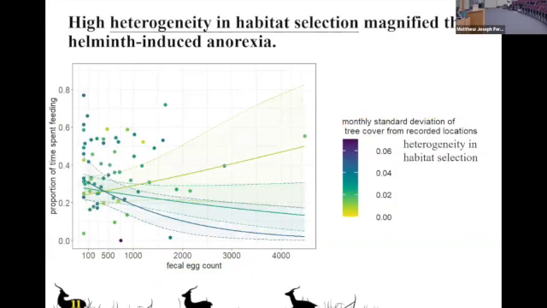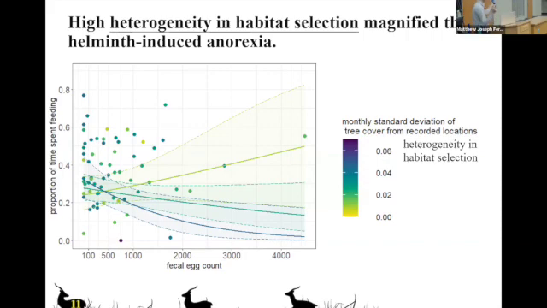We found a significant effect of the interaction between infection intensity and heterogeneity in habitat selection on feeding time. This plot is totally the same as the previous one, but now different colors are different heterogeneity, different habitat selection strategies. With low heterogeneity, which means that animals tended to use roughly the same type of habitats across time, the mean effect was 0 to slightly positive, with a wide variation. Sometimes it could be negative, sometimes it could be positive.